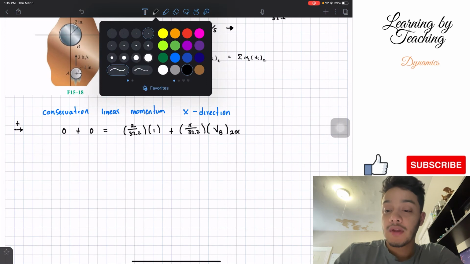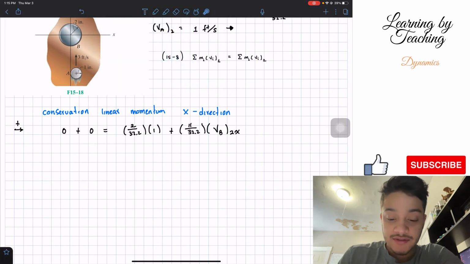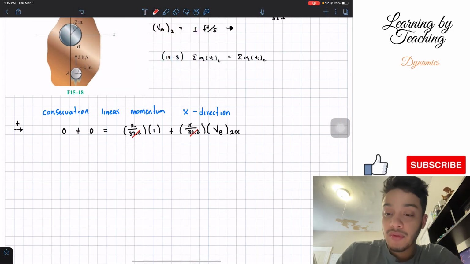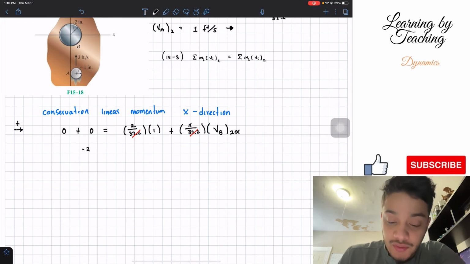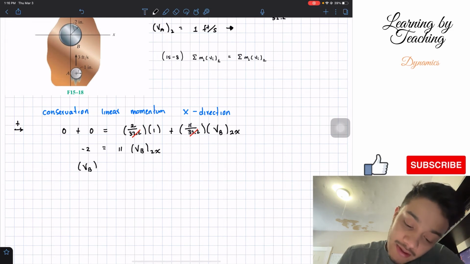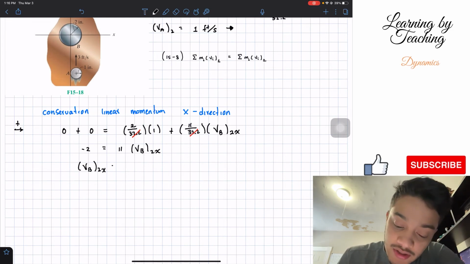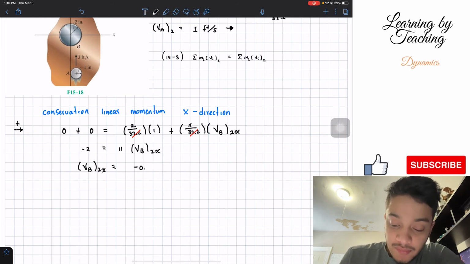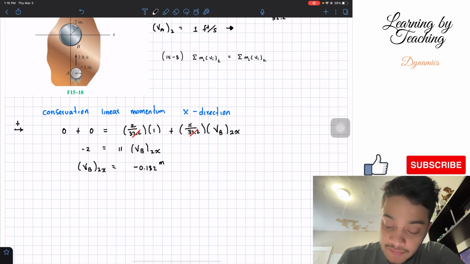Okay, so as we can see in here, well, my left side is only 0. So what I can do is cancel out this 32.2 from both of our masses, and we're going to end up having negative 2. So this 2, I'm going to pass it to the other side, becomes negative 2 is equal to 11, the velocity of B after the collision in the x direction. Finally, if we solve for the velocity of B after the collision in the x direction, we plug this into our calculator, and we get negative 0.182 feet per second.